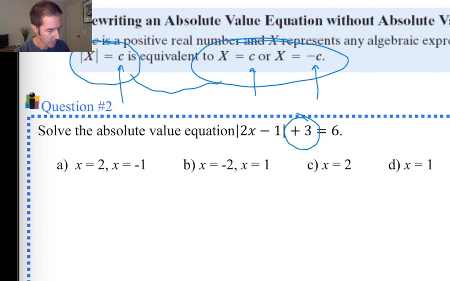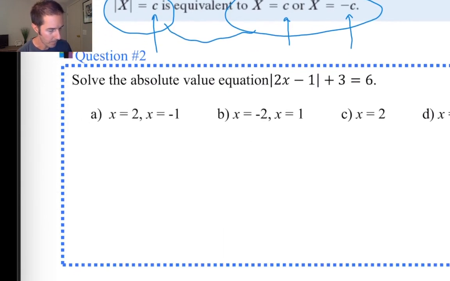Sometimes there will be another number like a coefficient in here outside the absolute value bars. You might have to subtract 3 from both sides and then divide by whatever number happens to be outside of your absolute value. So do what you got to do to isolate your absolute value. We're subtracting 3 from both sides, so we have the absolute value of 2x minus 1 is equal to 3.